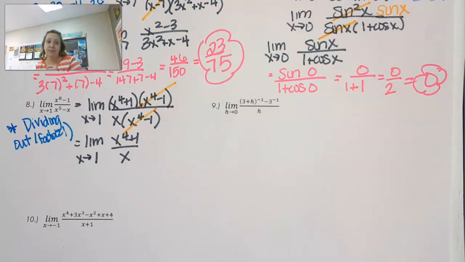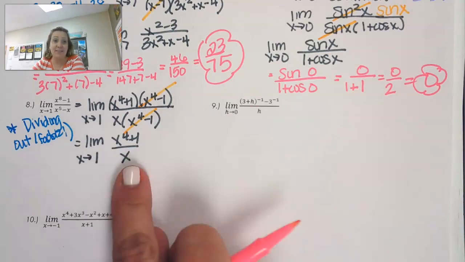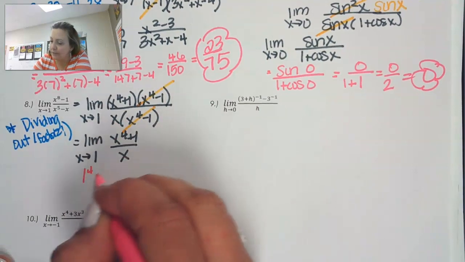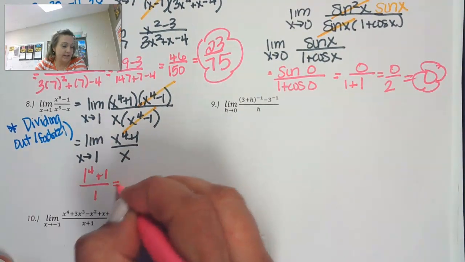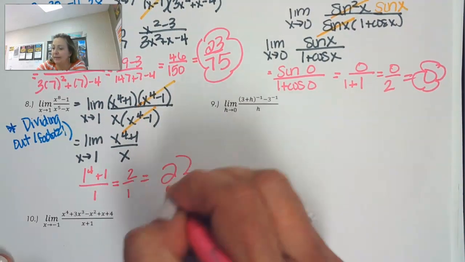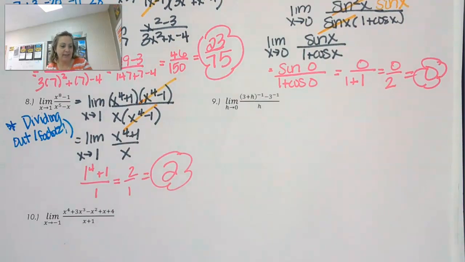Now if I try direct substitution, I don't have the issue of 0 in the denominator. So I'm going to have 1 to the 4th plus 1 over 1. I can see that that gives me 2 over 1, which gives me a limit of 2. Okay. Oh, these are just so satisfying.